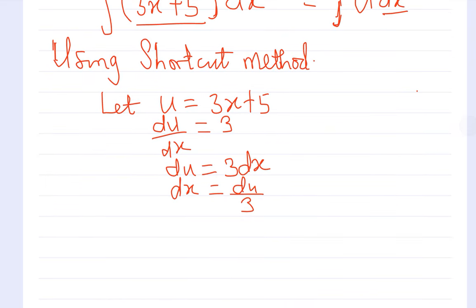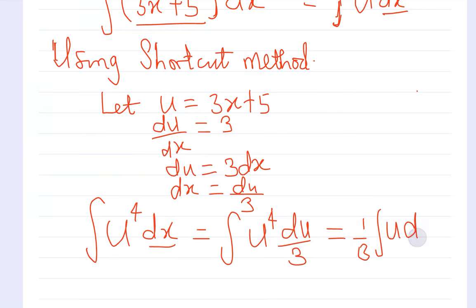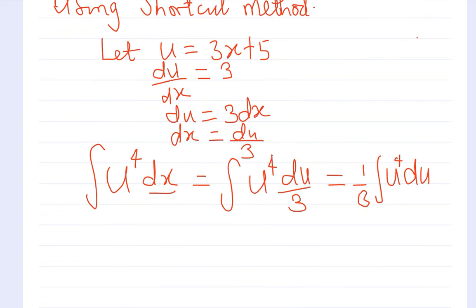So now in your equation, your integral is already u raised to power 4 dx. Are you seeing that? So you now copy and paste this dx here. So you now have the integral of u raised to power 4 du over 3, which will give us the same thing as 1 over 3 integral of u raised to power 4 du. Now I can integrate with respect to u. This is 3, not b. This is 3.